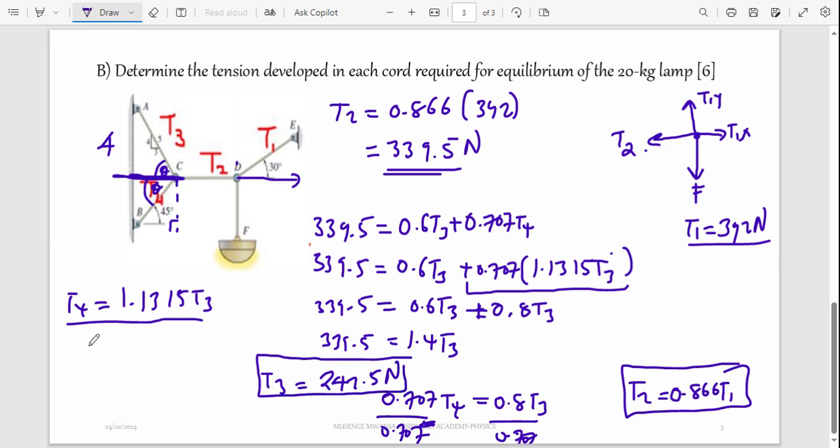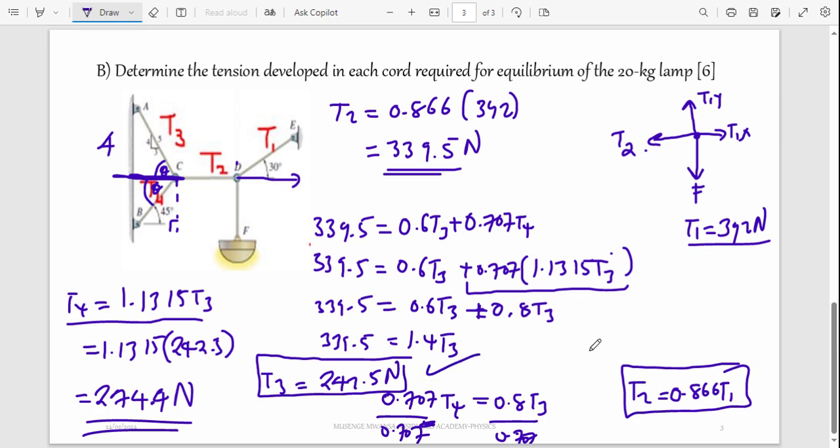And then the last one to find is T4. T4 is 1.1315 times T3, and T3 we have found is 242.5. So simply multiply 1.1315 by 242.5, that is going to give us 274.4 newtons. So these are the values. This is T4, this is T3, this is T2, and this is T1, and that is it for this.